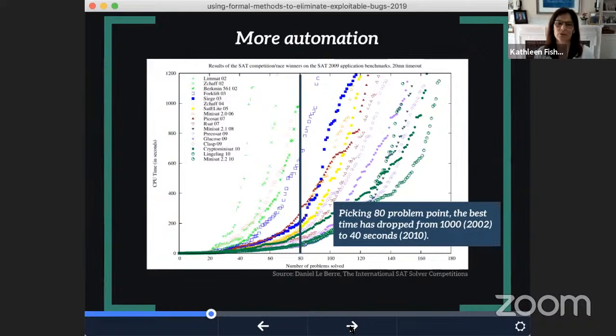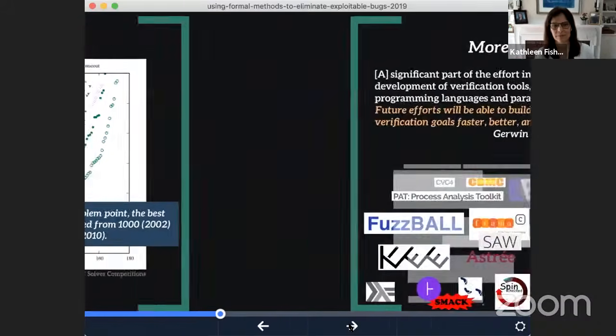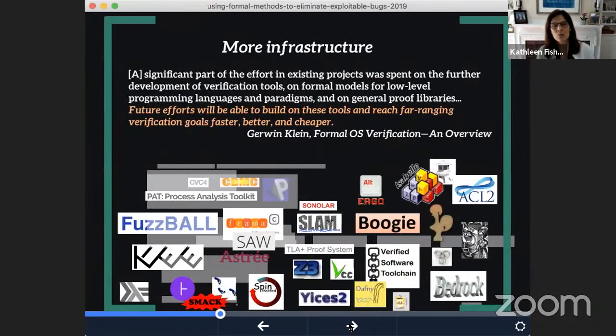And that's on top of the orders of magnitude of performance improvement that came about because of the hardware improvements we've already talked about. So more automation is the second key to why now is a good time to explore formal methods. The third one is more infrastructure.